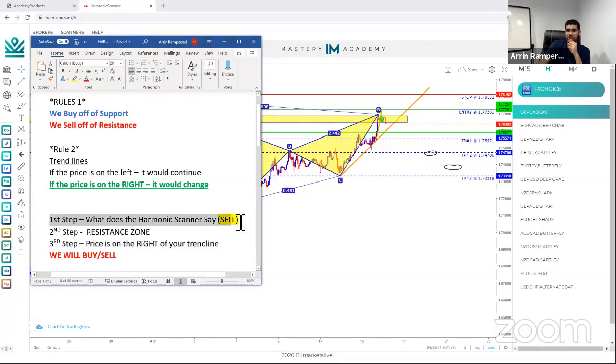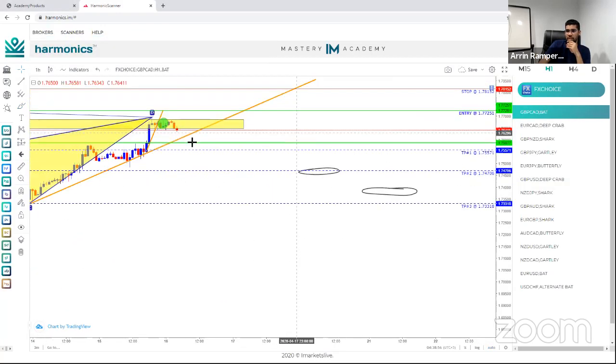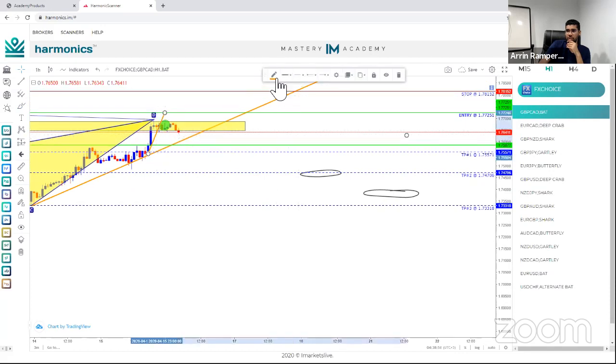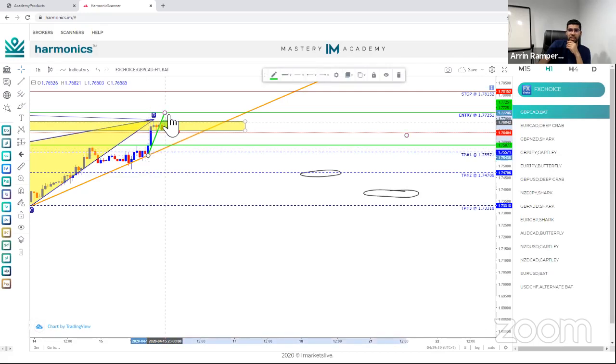And for those of you who want to see it back, we got the first step, the scanner set to sell. Second step, we identify a resistance zone, which is the yellow box. And then the third step was that we draw trend lines and we wait for price to be on the right side, which was this trend line, this green one. I'm going to change it to green. This green one was where you really would have taken your first entry. This was the best point, but obviously we missed that. So I kind of improvised over here.